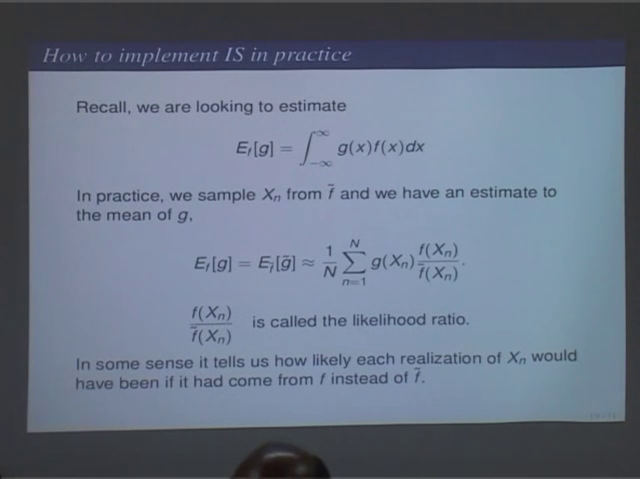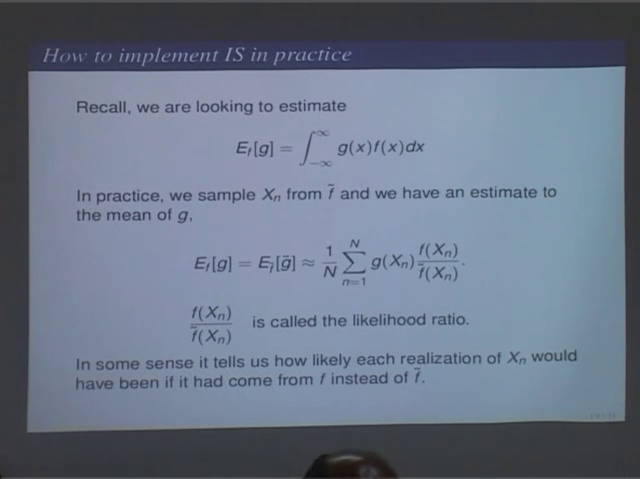And this is how it shows up in the Monte Carlo. This is our original goal. That's still the thing we're estimating, because these two expectations are the same. But now, what do we do in practice? In practice, we're sampling from f tilde. These xn's are now coming from this importance distribution, and I have to not just plug into G, but plug those samples into the likelihood ratio.